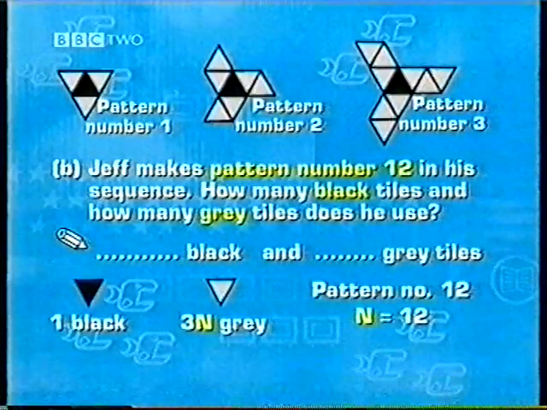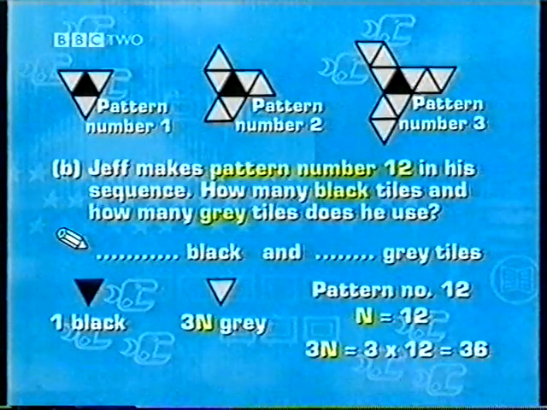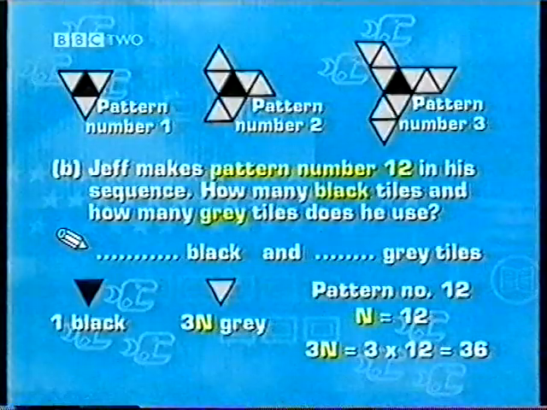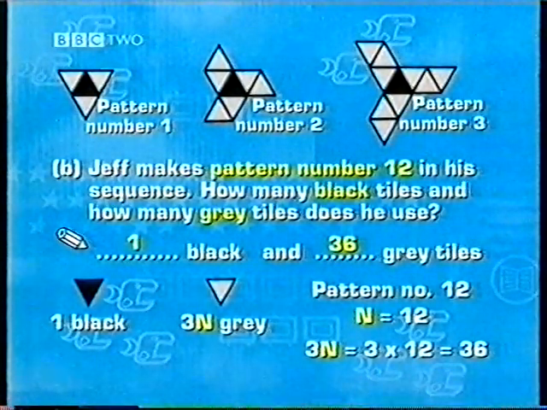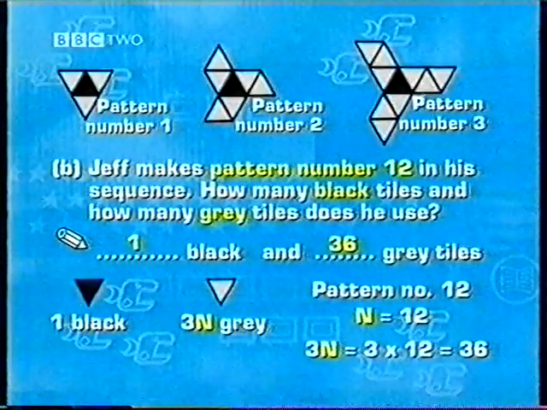Substituting for n in 3n gives 3 multiplied by 12, which is 36. So 36 grey tiles and 1 black tile. Now this might seem like a pretty obvious thing to say, but it's always worth checking back to make sure you've answered all the parts of the question.